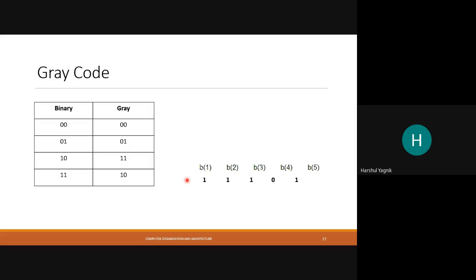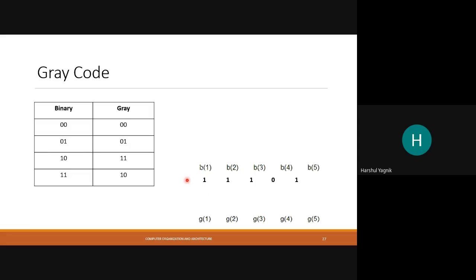You can see if there is a binary number like this, what happens in gray? If the first digit is 1, then it is used as it is. Now for the second digit, there is XORing. Because the input is 1 and the previous was 1, 1 XOR 1 is 0. 1 XOR 0 is 1. 0 XOR 1 is 1. This is how gray code is generated.